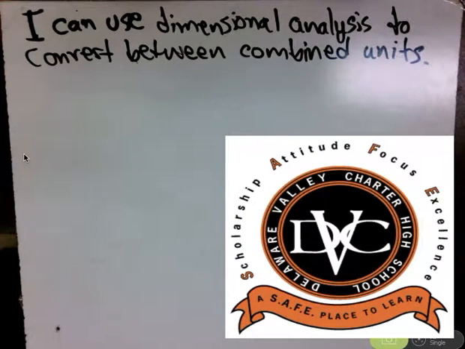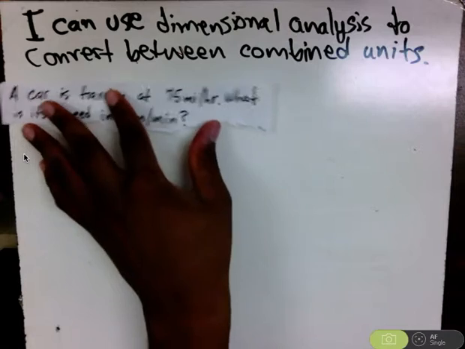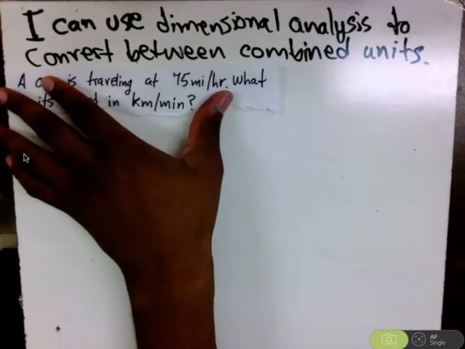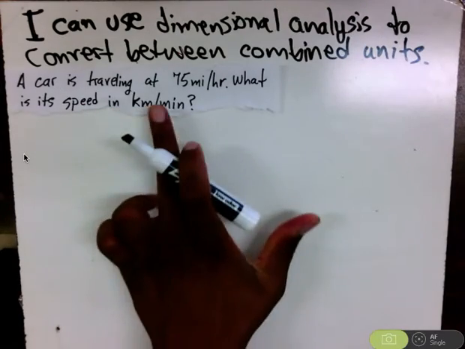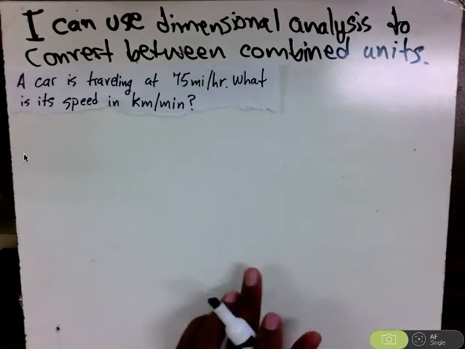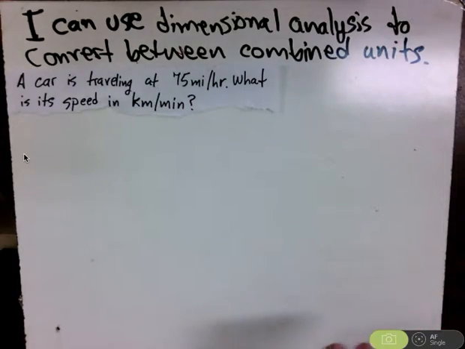I can use dimensional analysis to convert between combined units, and this is the problem that I am going to solve using this objective. The first problem: a car is traveling at 75 miles per hour. What is its speed in kilometers per minute?